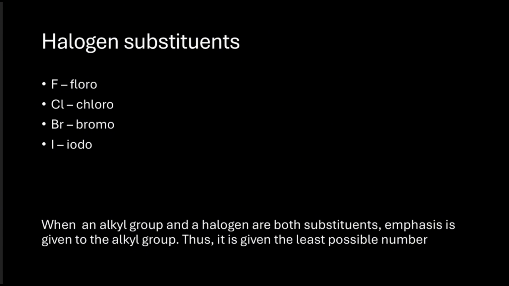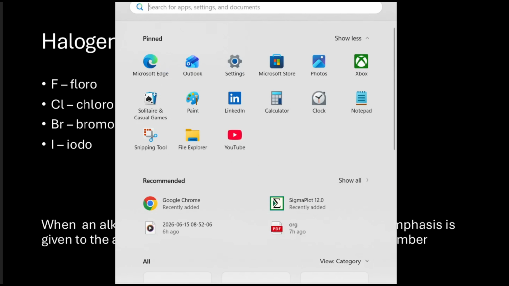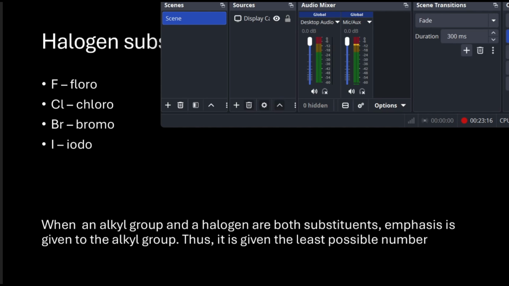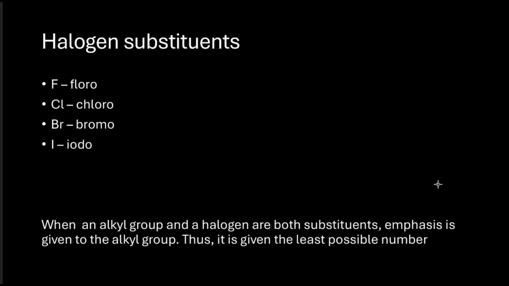Let's move on to halogen substituents. So we can have our alkanes having halogen substituents on their straight chains. So if we have fluorine as a substituent, we call it fluoro, chlorine, chloro, bromine, bromo, and then iodine, iodo.